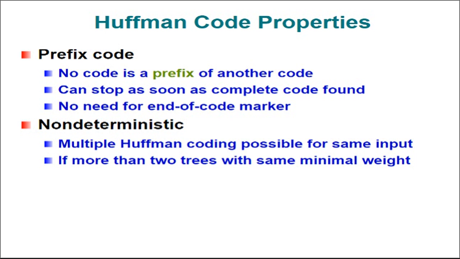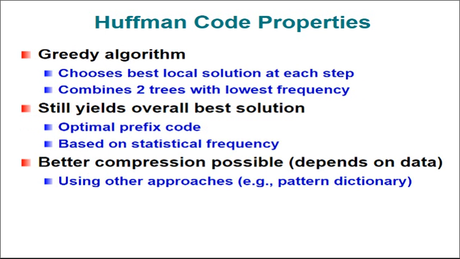Another property is that it is non-deterministic. That means multiple Huffman codings are possible for the same input. Imagine that there are two trees with the same minimal weight. In that case you may end up with more than one solution for the Huffman coding. It is a greedy algorithm too, that is, it chooses the best local solution in each step, and it combines the two trees with the lowest frequency. Still this yields the overall best solution, so that's why we call it an optimal prefix code, and it is based on statistical frequency.